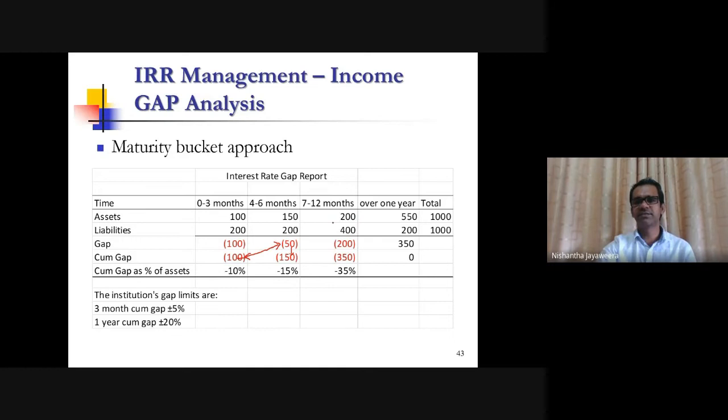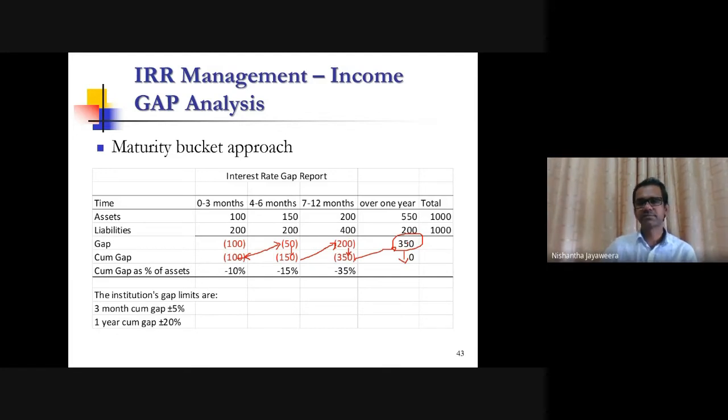In the third bucket, again, there are assets of only 200 and 400 liabilities. So the gap for that bucket is 200. Then the cumulative gap is 350. 150 plus 200, it's 350. Over 1 year, there are more assets than liabilities by 350, exactly opposite of this. So therefore, cumulative gap becomes 0 at or after the 1 year period. So basically, less than 1 year, the bank is having a negative gap.